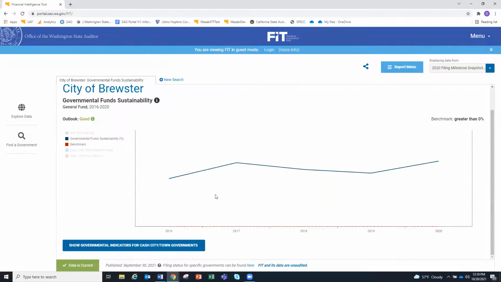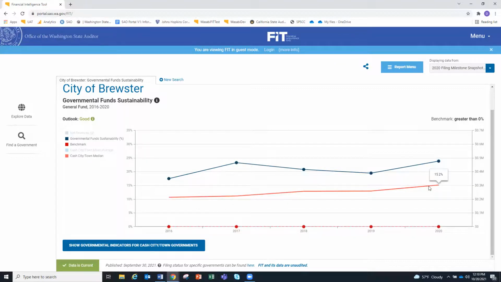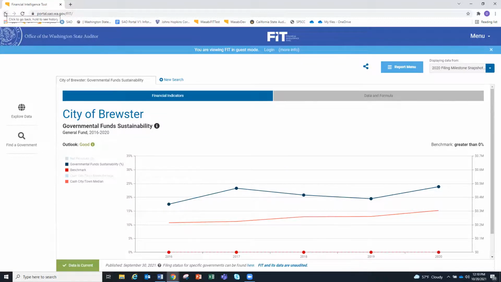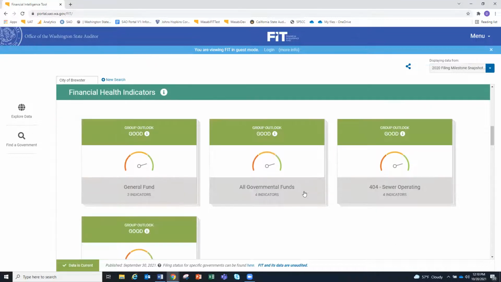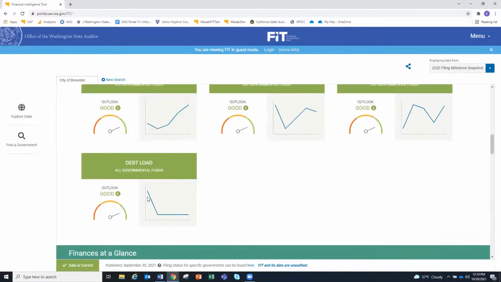Again, very similar. The benchmark is greater than 0. The city is here, and here's the median somewhere in the middle. Okay, so that was just a real quick rundown of the first 3. Now to get to the other 2, I'm going to go ahead and go here to debt load.